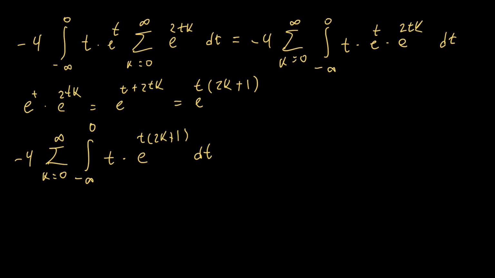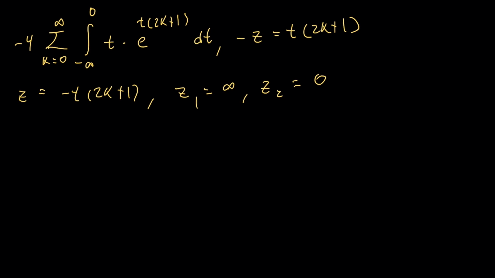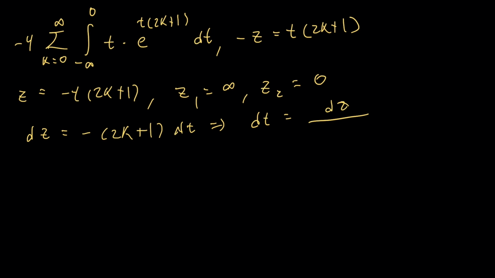And then from here, we'll make a substitution. So we're going to let -z equal t times 2k plus 1. And solving for z, we have z equals negative t times 2k plus 1. And then the bounds of integration, z1 will be positive infinity and z2 will be 0. So now that also means that dz equals negative 2k plus 1 dt. And solving for dt, we have dt is dz divided by negative 2k plus 1.